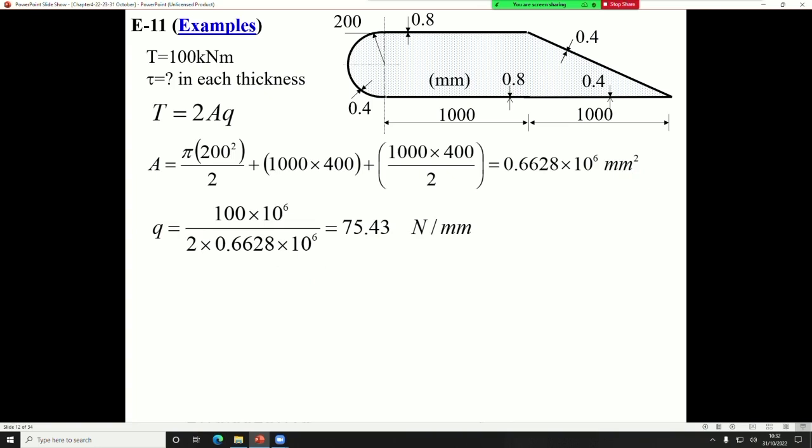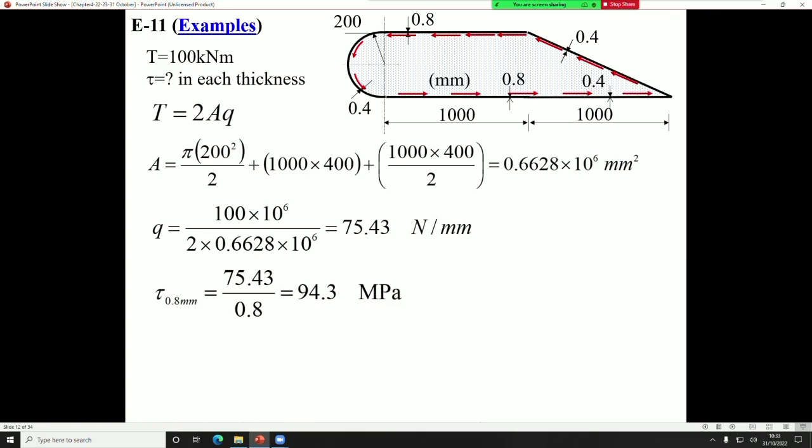But the problem is asking us to find the shear stress in each thickness. We've got a thickness of 0.4 millimeters, and we've got a thickness of 0.8 millimeters. So which one is subject to a higher shear stress, the thinner one or a thicker one? q is the product of the shear stress and the thickness. q is constant. So which one is subject to higher stress value, the thinner one or the thicker one? How many of you think it's the thinner one? How many of you think the thicker one is subject to higher shear stress? Okay. So you are right. The thinner one is subject to higher shear stress value.